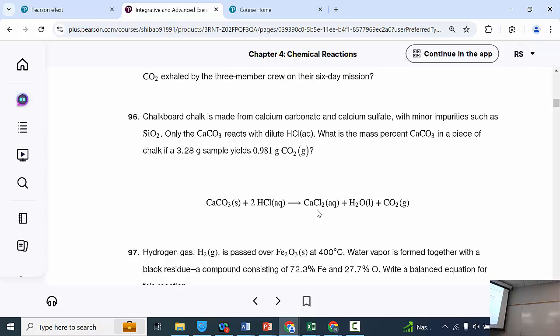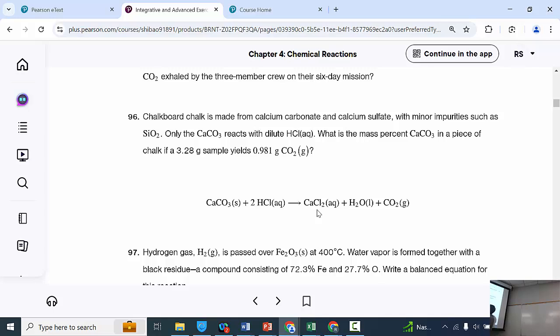Only the calcium carbonate reacts with dilute hydrochloric acid. So this is a mixture problem. So good, I have a mixture problem now. The mixture is going to contain calcium carbonate and some impurities like SiO2 and calcium sulfate. The calcium sulfate doesn't react with hydrochloric acid, like barium sulfate. Did barium sulfate react with hydrochloric acid? No, there's no driving force. Same thing with calcium sulfate.